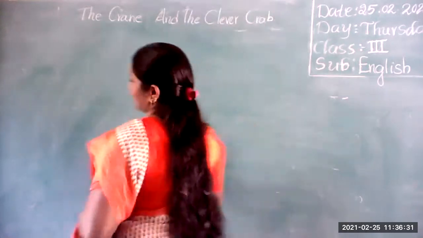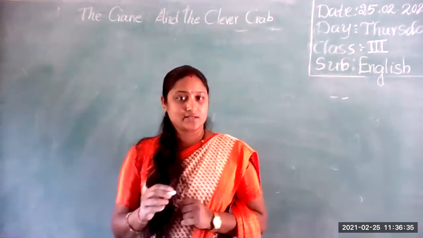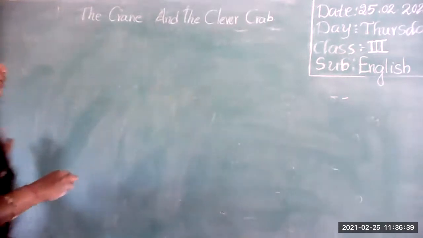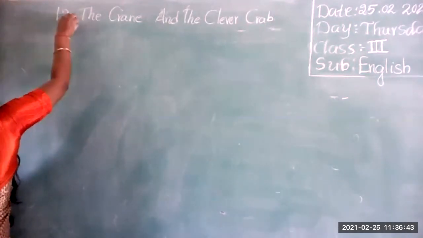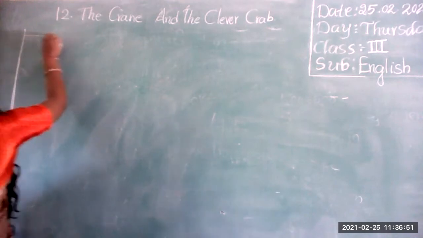The crane and the clever crab is the lesson name. So in this lesson now I am going to give hard words. Okay? So first one, you write neatly, all the children. Don't write ugly. Write neatly and always start the first letter with a capital letter. Already many times I have reminded you. So write neatly, all the children.